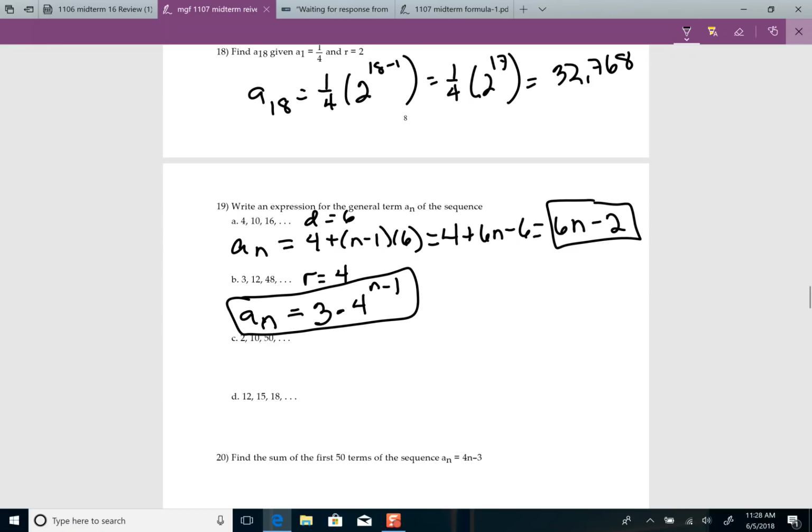I went to 10, 50. Once again, I have a ratio. This time it's 5. So my A sub n is the first term, 2, times my ratio to the n minus 1, and we're finished.